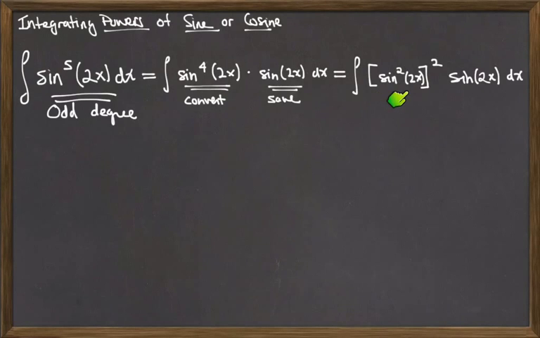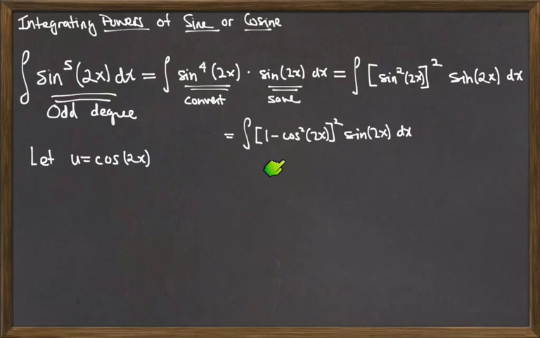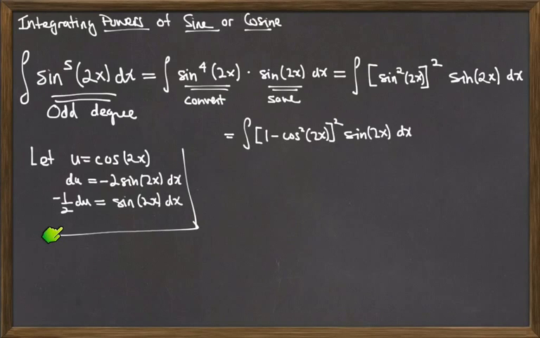I'm now going to convert this sine squared to cosine squared using the Pythagorean identity. So when I rewrite it, I'll have 1 minus cosine squared of 2x, and I square that, and I still have my saved factor of sine of 2x on the side. I'm going to do a substitution. I'm going to let u be the cosine of 2x because its derivative is roughly here as a factor in my expression. When I take the derivative of u, however, I'll get a factor of minus 2 times sine of 2x. And so if I solve for sine of 2x, I'll have minus 1/2 du is sine of 2x dx.